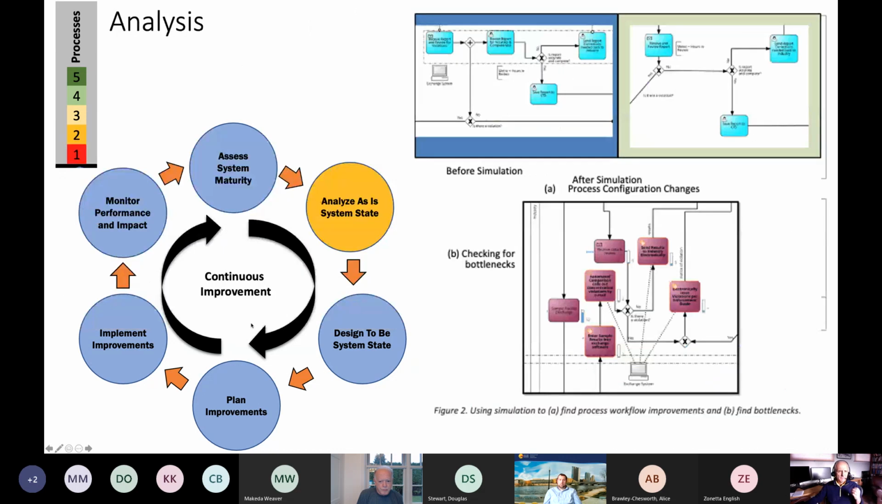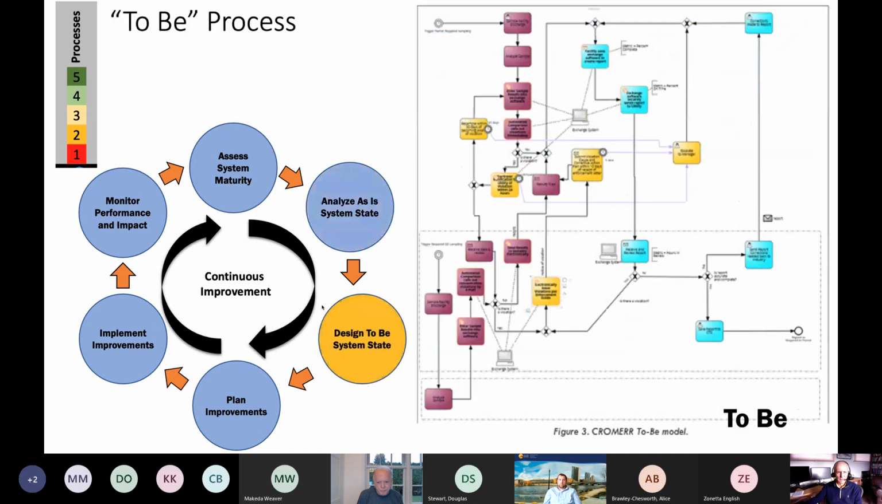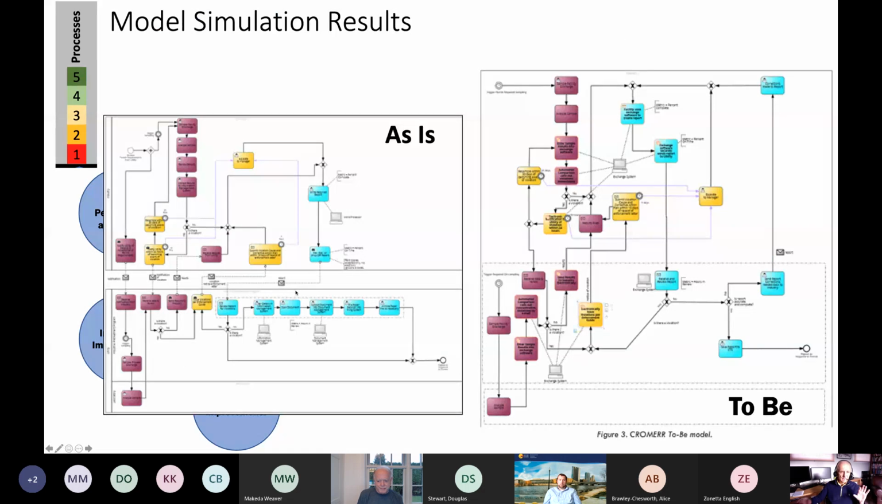So in the analysis portion, Mike and his team used this as his model to figure out how to make improvements. And I'll give you a link to the case studies later. So then the next step in the improvement methodology was to develop a to-be system state or the process.